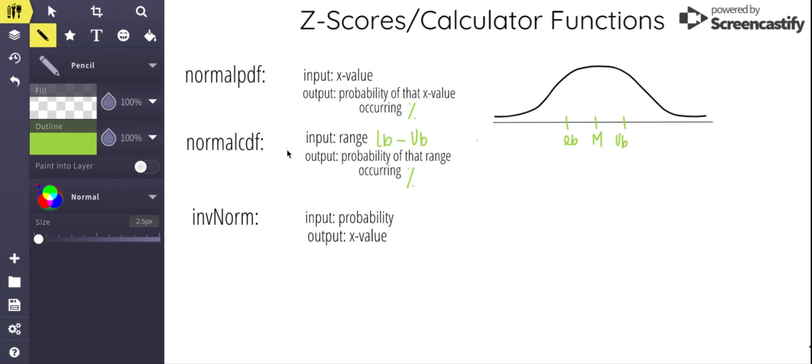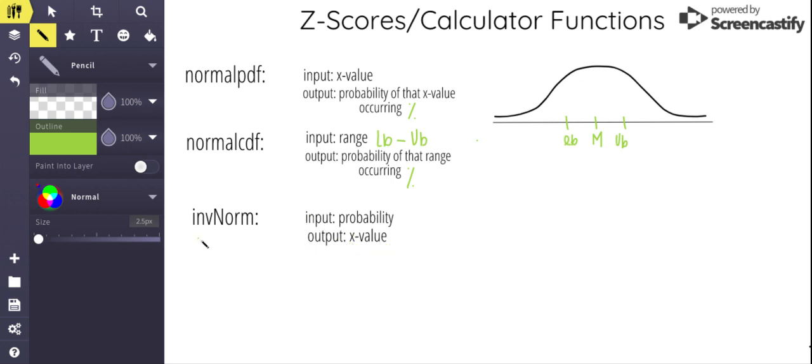And then if you go back to that distribution tab, you will see as number 3 is inverse norm. And you might be asking, what really does that mean? Well, let's take a look. If we say inverse norm, we're going to have our input be a probability of an x value really occurring. And then our output will be the x value.